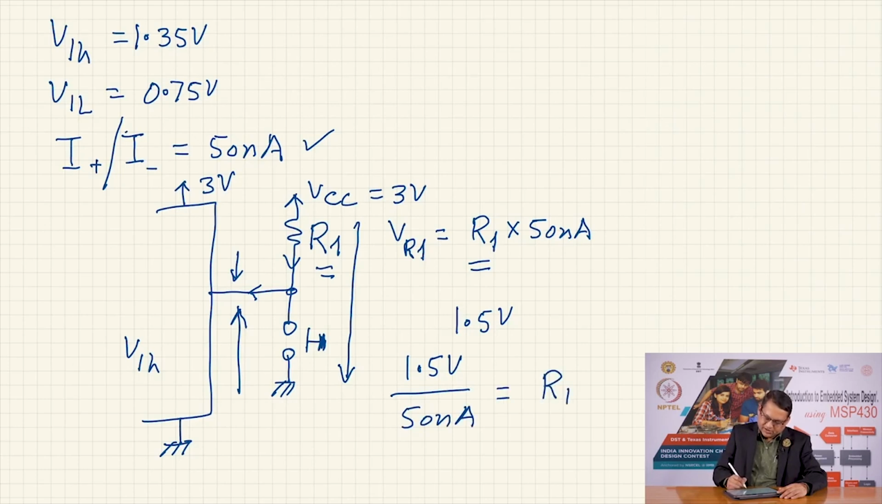So, if we see this, it is 1.5, and that nano becomes 10 raised to power 9, divided by 50.